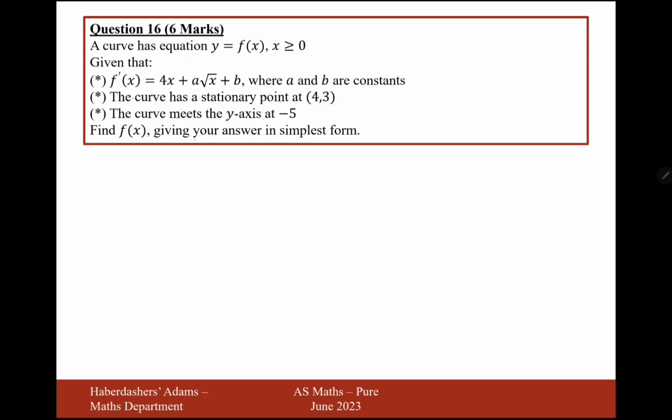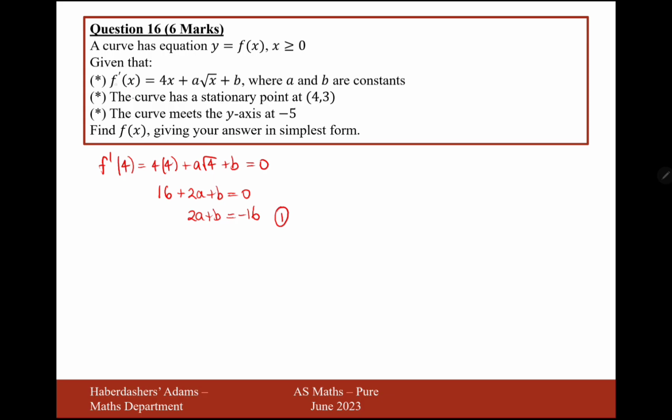Okay, well let's deal with each of these bullet points turn by turn. If the curve has a stationary point at (4, 3), then what that means is the differential is 0 at that point. So f dash of 4 will equal 4 times 4 add a times root 4 add b, and that will equal 0 because it's a stationary point. So let's simplify the algebra on this. We've got 16 add 2a plus b equals 0. So therefore 2a plus b is minus 16. Okay, we'll park that simultaneous equation there for now.